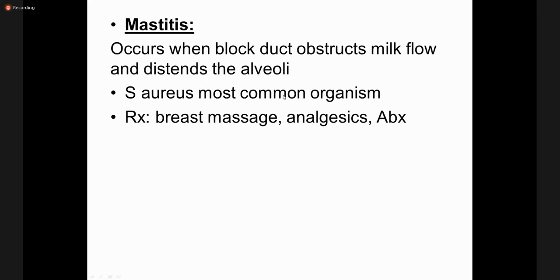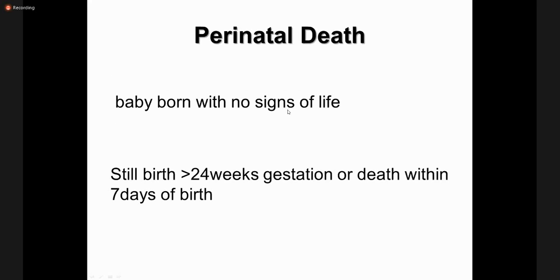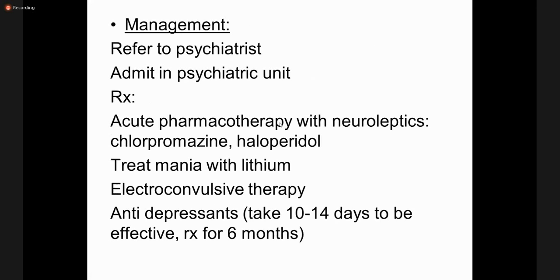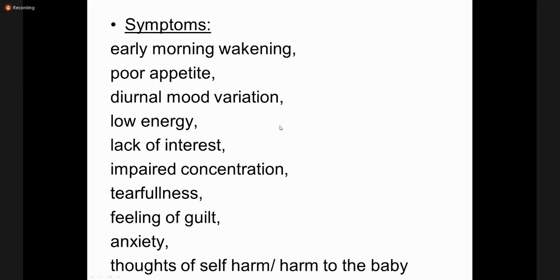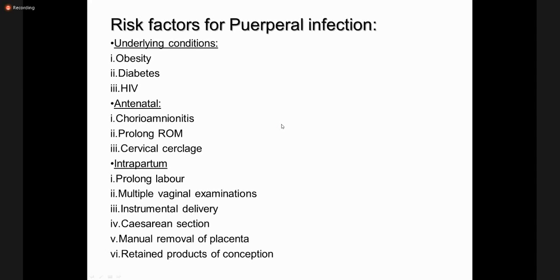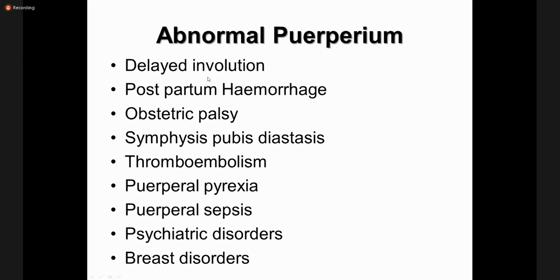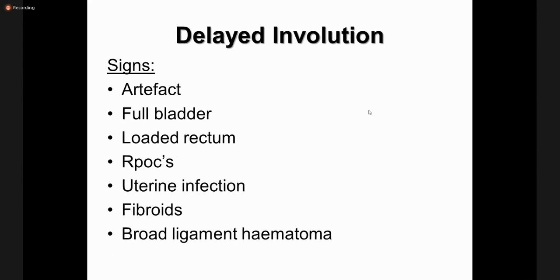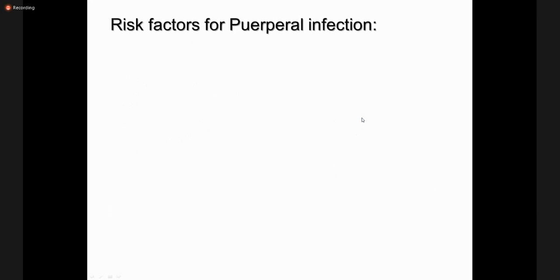So these are the breast disorders. We have covered all the abnormal puerperal disorders. These are the abnormal puerperium: we discussed delayed involution, postpartum hemorrhage, obstetric palsy, symphysis pubis diastasis, thromboembolism, puerperal pyrexia, sepsis, psychiatric disorders, and breast disorders. We have covered this abnormal puerperium.